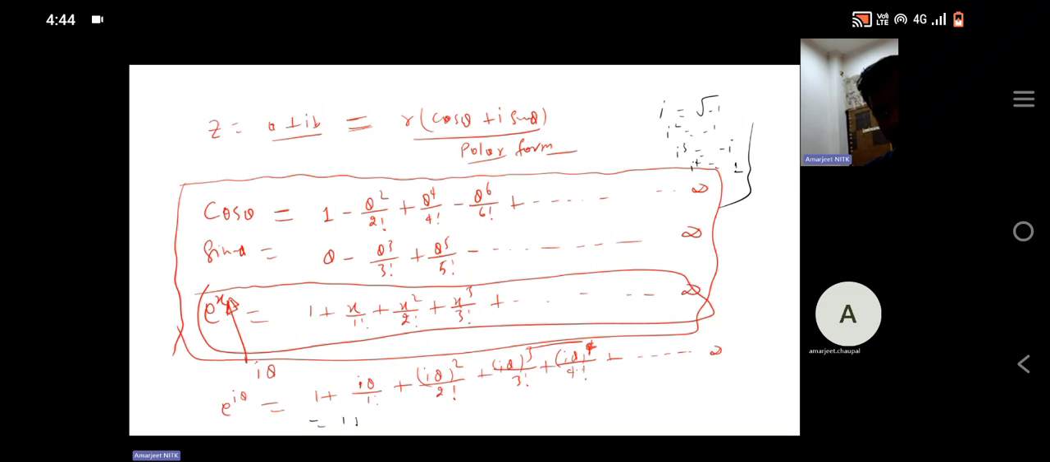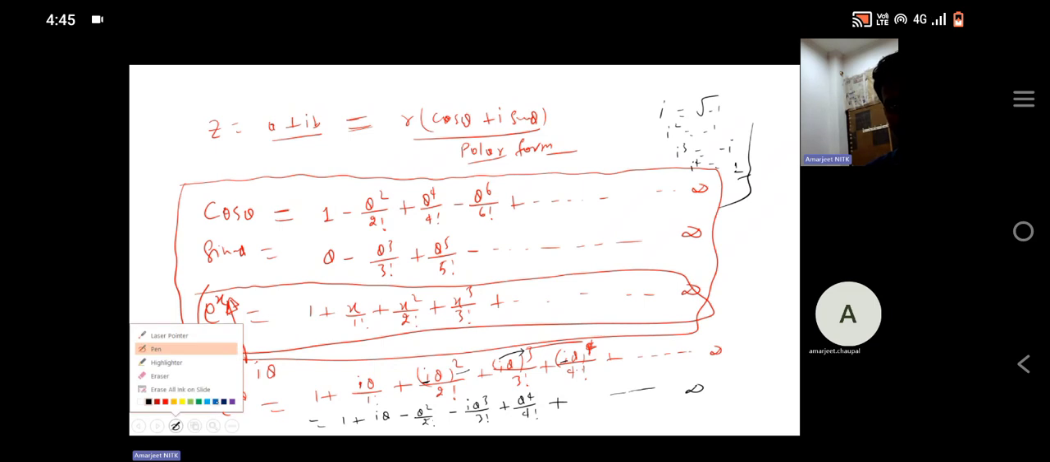So this is equal to 1 plus iota theta. Iota square will be equal to minus 1, so minus theta square by 2 factorial. Iota cube will be equal to minus iota, so minus iota theta cube by 3 factorial. Iota 4 will be equal to 1, so theta 4 by 4 factorial plus up to infinity. Now what you see here? This term contains iota, this term contains iota, and here also many terms will contain iota.